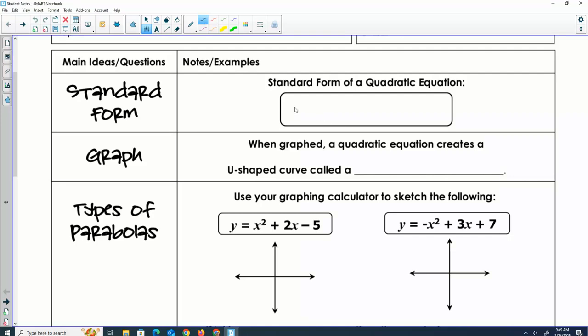So the actual standard form for a quadratic is y equals ax squared plus bx plus c. X and y are the variables.